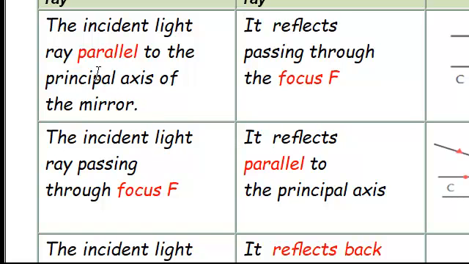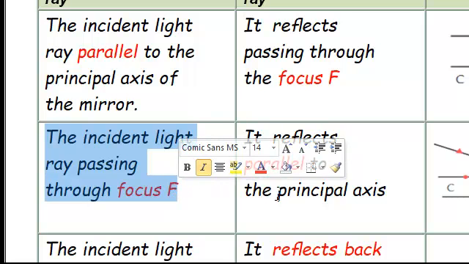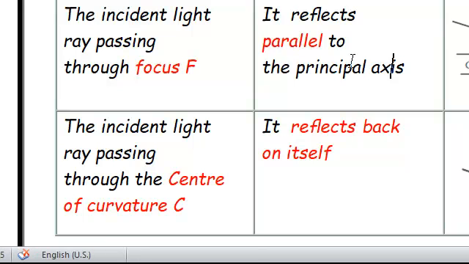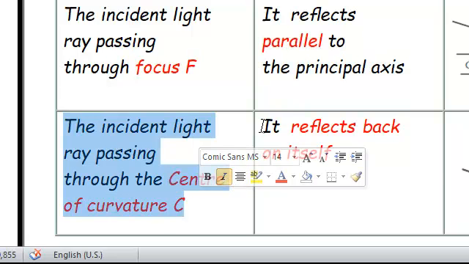Number one, when the incident light ray falls parallel to the principal axis, it falls on the mirror and reflects, but reflects passing through the focus. The second one is the opposite. When the incident light ray falls on the mirror passing through the focus, which is F, it reflects parallel to the principal axis. The third one, when the incident light ray passes through the center of curvature, C, it reflects on itself.